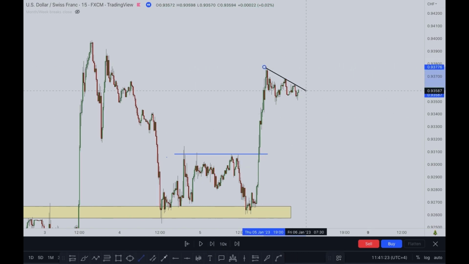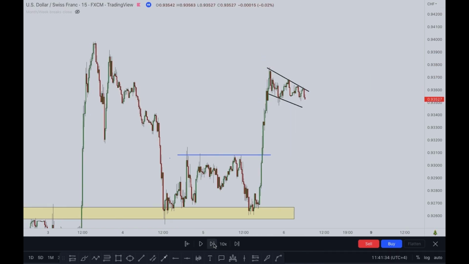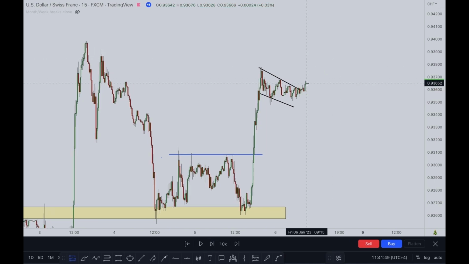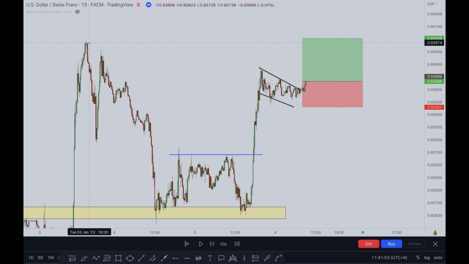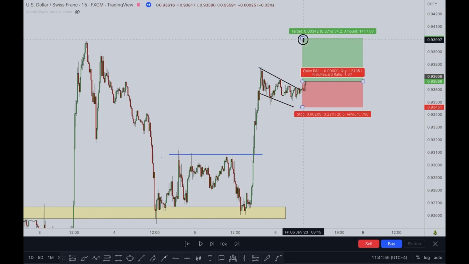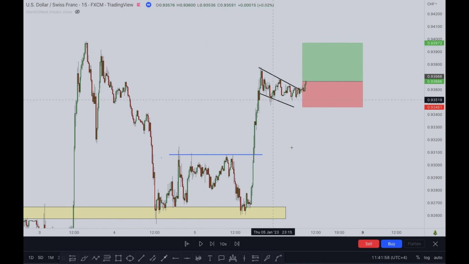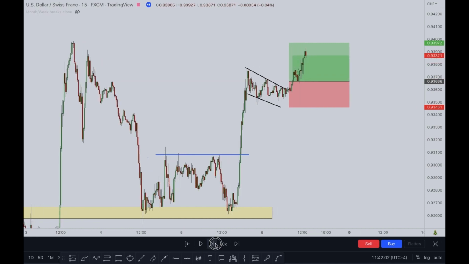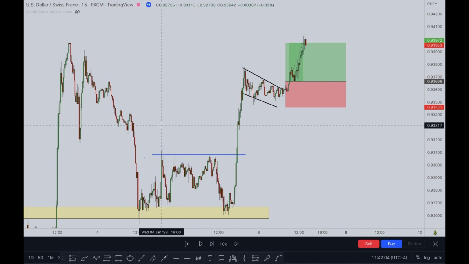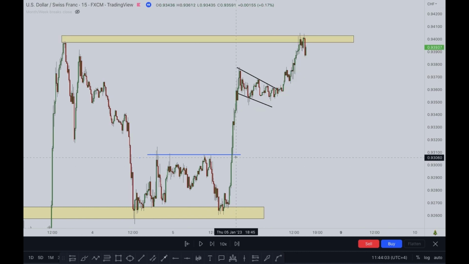Just knowing the impulse and correction, this is a nice pattern that will just break to the upside. So we just waited for the break of this structure. Once we saw the break, we got in with a stop loss at this level, and then our take profit was still at the previous high. So this was our take profit. Let's also see how this played out. We had price just going gradually, but finally hitting our take profit. So we opened two positions with the same target. The first one was here, and then the second one was also here.